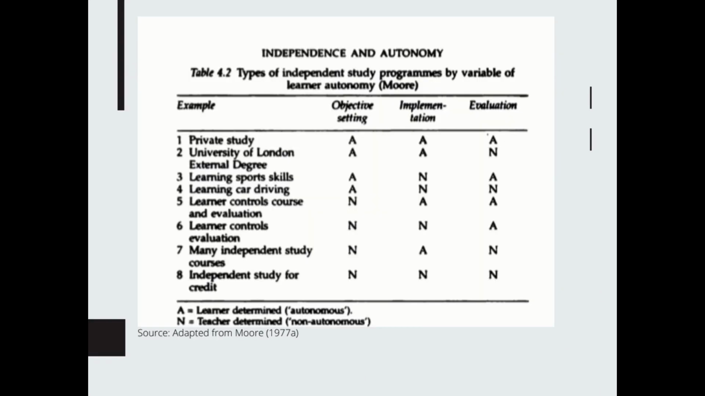By applying the questions, Moore created the table. A is learner determined, autonomous, and N is teacher determined, non-autonomous. As an indication of the type of program, Moore suggested eight categories: private study, University of London external degree, learning sports skills, learning car driving, learner controls course and evaluation, learner controls evaluation, many independent study courses, independent study for credit.